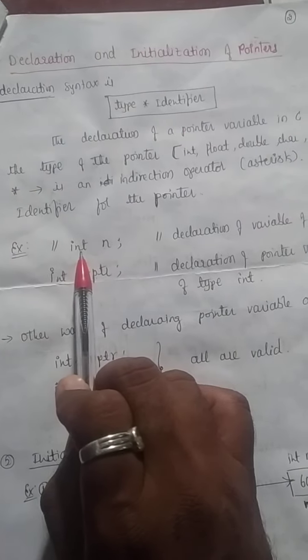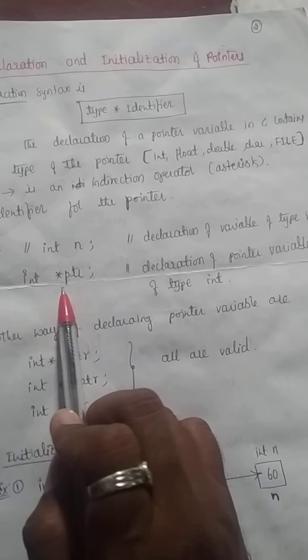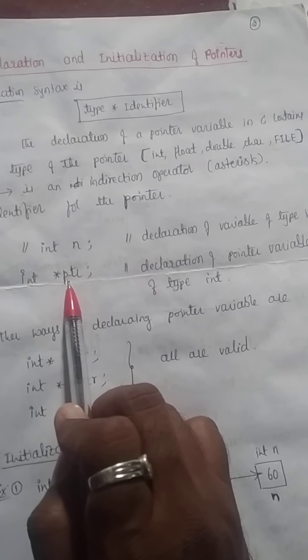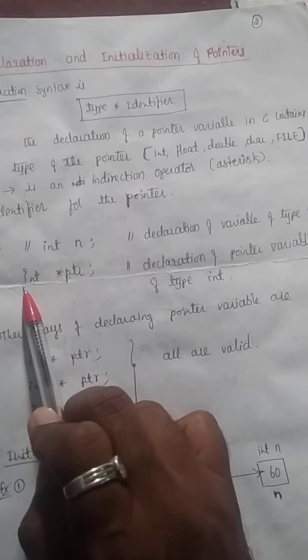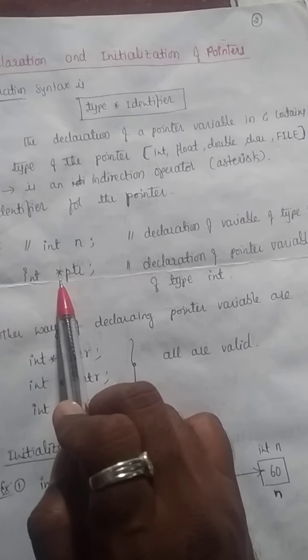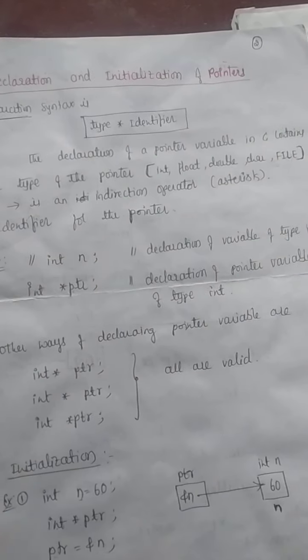Okay. Next, one example is shown here of how to declare. Int n is the normal variable declaration of type integer, and int star ptr. See, this ptr here is a variable of type integer, and it is a pointer variable. Star is mentioned here. So this is the declaration of a pointer variable of type integer.